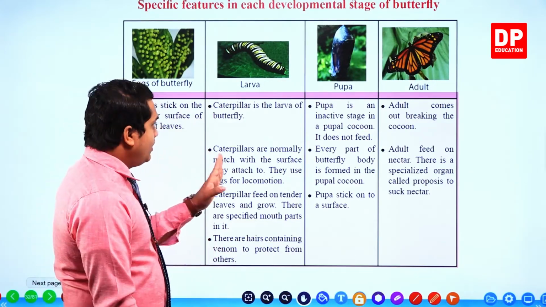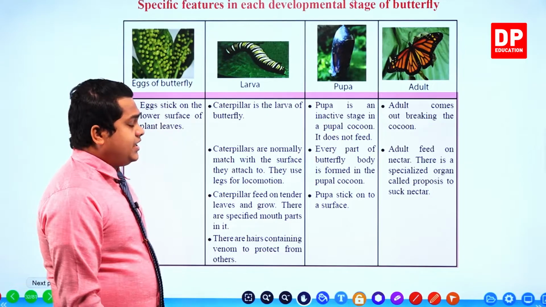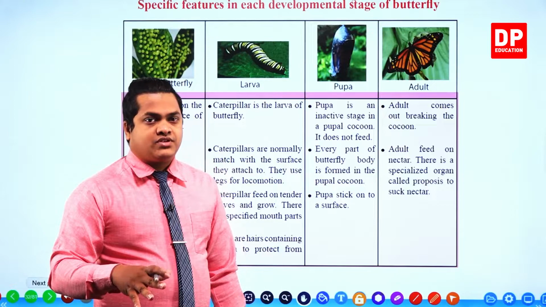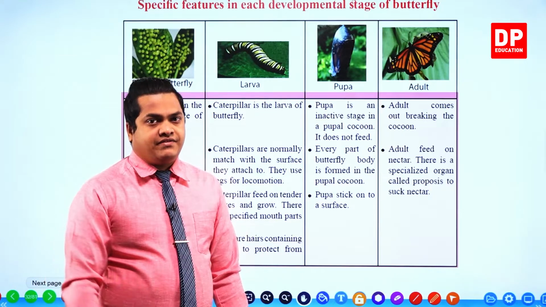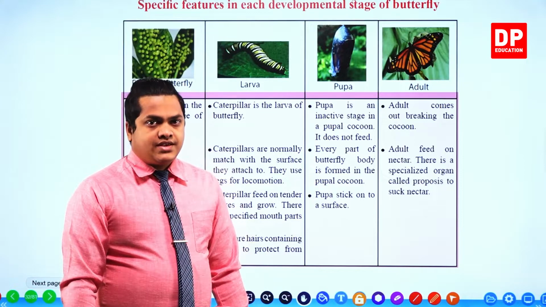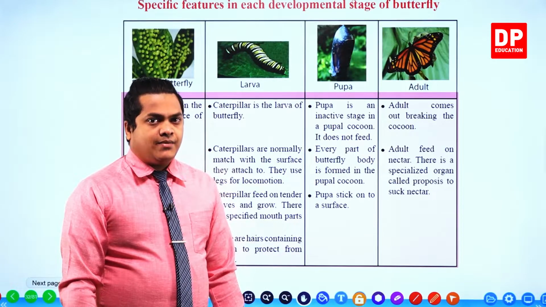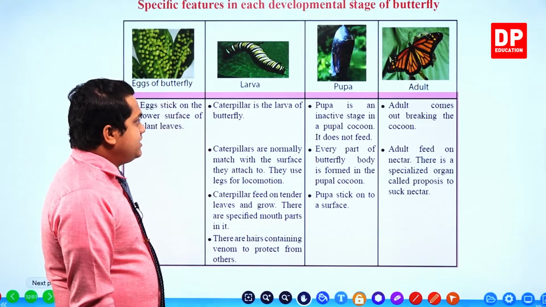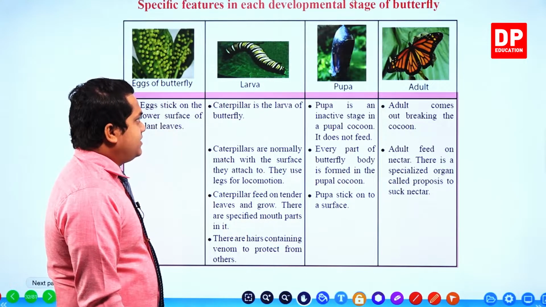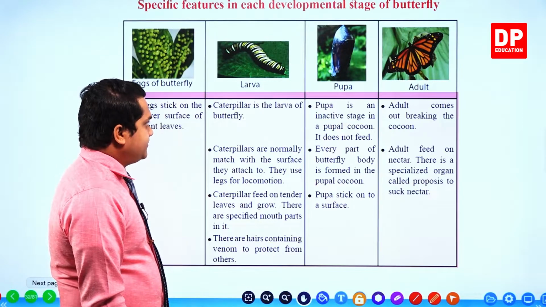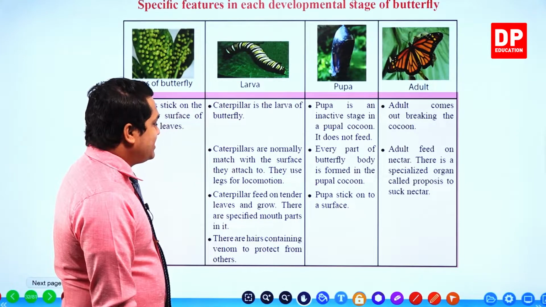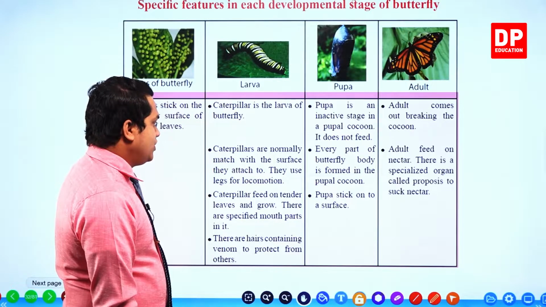Okay, right. Then if you check the second stage, it is now somewhat active. Not somewhat, it is 100% active now. Second stage, or the larval stage, or the caterpillar. Let's see the features of the caterpillar then. Caterpillar is the larva of the butterfly. Okay, caterpillar is the larva of the butterfly. Caterpillars are normally matched with the surface they attach to. They use legs for locomotion.